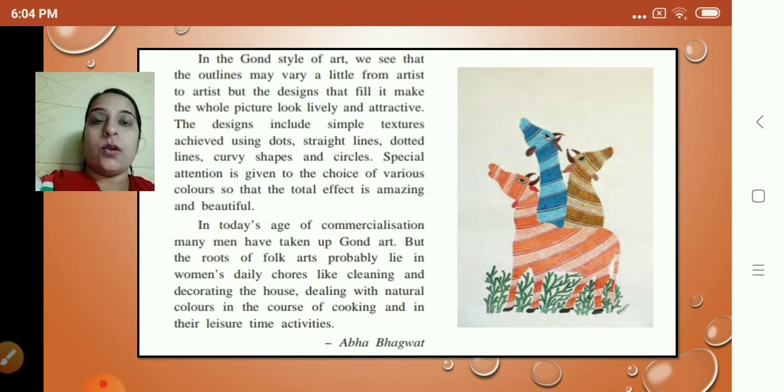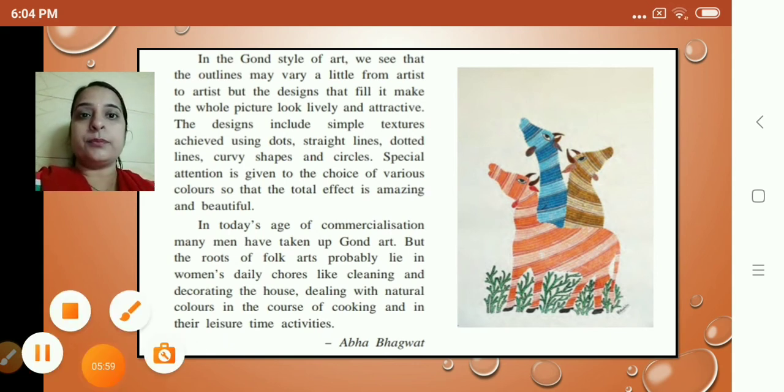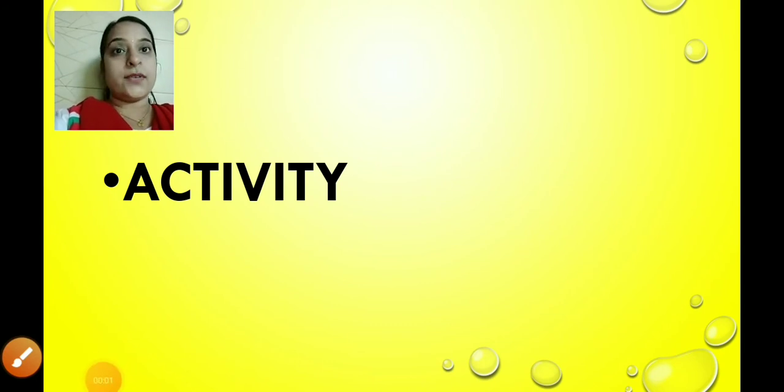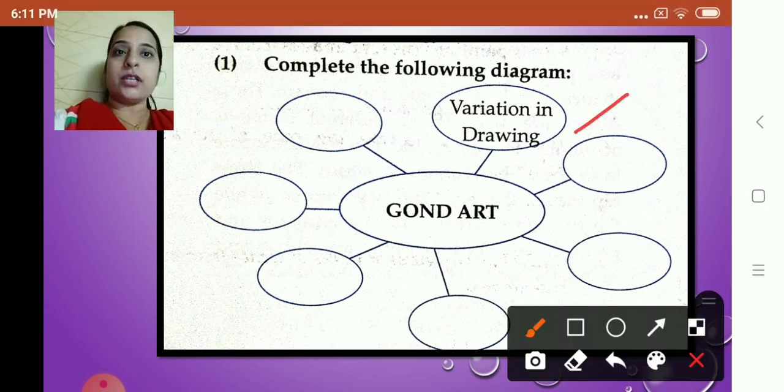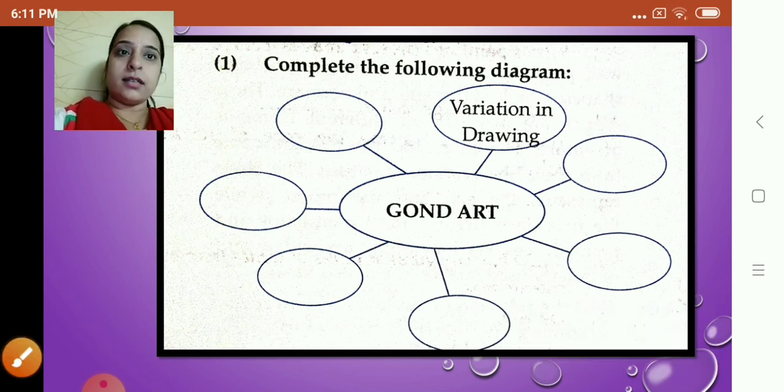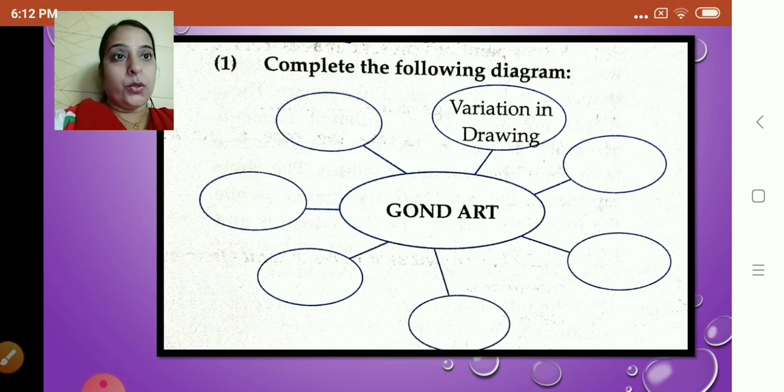So children, I hope you have understood this extract about the Gond art. Now children, there's an interesting activity for you to do. First one, complete the following diagram. Gond art, and children, the circles are given. You have to complete this diagram. One answer is already given to you, that is variation in drawing. You have to write the other answers. I expect every one of you to write this in your notebook.